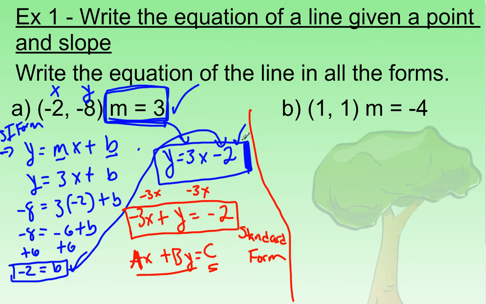The other goal was to go to point-slope form. I'm sorry, not point-slope, standard form. To get to standard form, we need the x's and y's on one side of the equal sign and the constants on the other. So if we moved the x to the other side of the equal sign, we got negative 3x plus y equals negative 2. That was our answer in standard form.